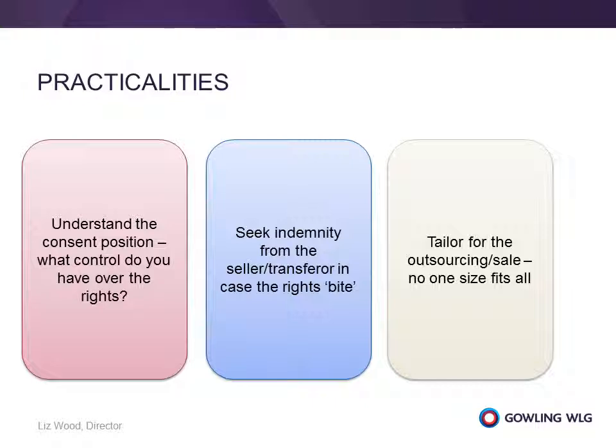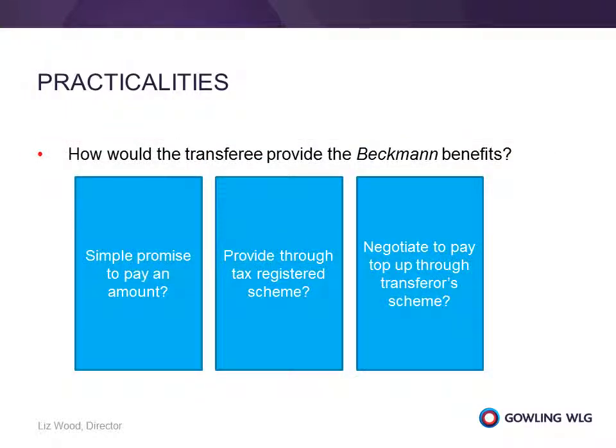The final practicality is the really challenging question around how you as a transferee would provide these Beckman rights ultimately to the employees if you're making them redundant. So the scenario in which you've recognised that these Beckman rights exist, they're either not subject to any consent, or you have exercised your discretion and granted the consent rights here. But how do you give those rights to the employees? You're not going to be a participating employer in the transferor's pension scheme. You're unlikely to want to do so because of the funding associated with that.